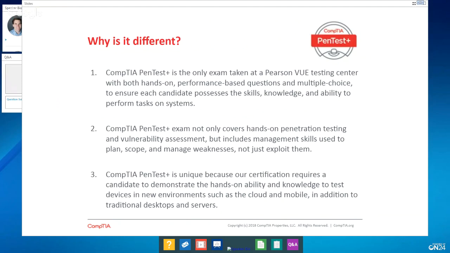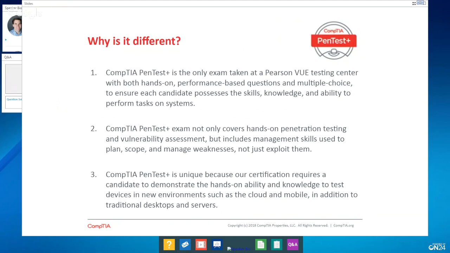And so if you go take PenTest Plus at a Pearson VUE testing center, I'm going to talk about the beta exam that will be available at the end of this month in a moment, you're going to find the traditional multiple choice questions that test knowledge, but you're also going to find our performance-based questions, which are simulations that put you in a Kali Linux system in which you then have to perform actual tasks.